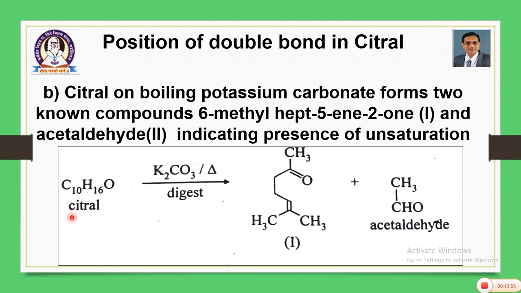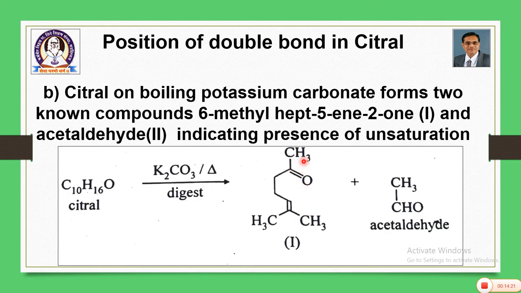Then this is again confirmed by one more reaction. Citral on boiling with potassium carbonate forms 2 known compounds. What are these 2 known compounds? 6-methyl hept-5-en-2-one, number 1, and acetaldehyde, indicating the presence of unsaturation, and the unsaturation position is again confirmed. So, what is the structure of this compound?